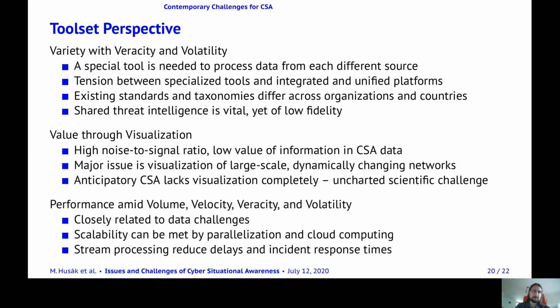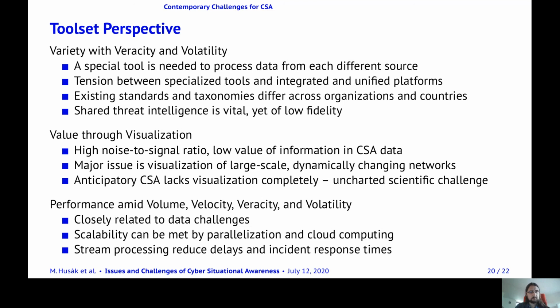When it comes to toolset perspective, we again start with variety, with veracity and volatility, because at the moment a special tool is needed to process the data from each different source, which creates a tension between specialized tools and unified tools. Also, we face problems with many competing standards and taxonomies, such as threat enumerations, threat taxonomies, and so on, between organizations and countries, either due to legal frameworks and so on. Finally, we have many tools for shared threat intelligence, which is vital, data flow fidelity.